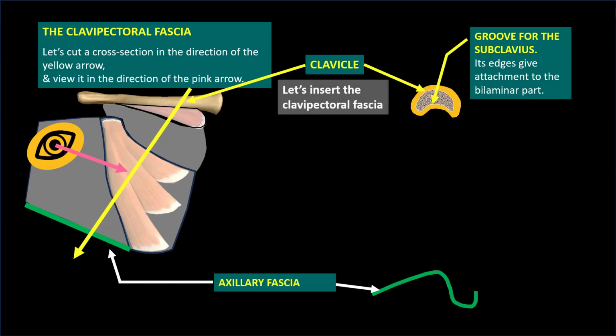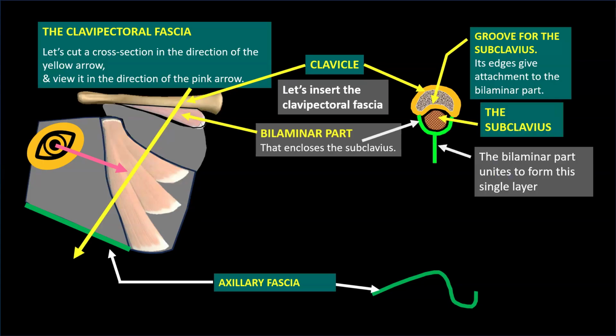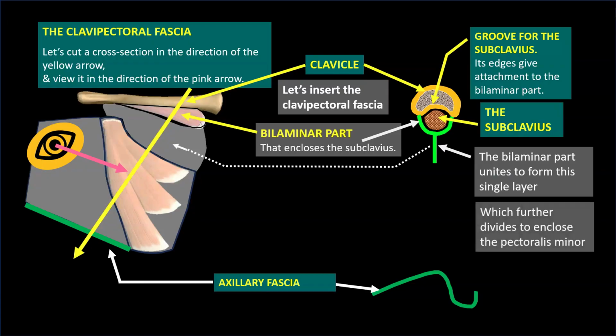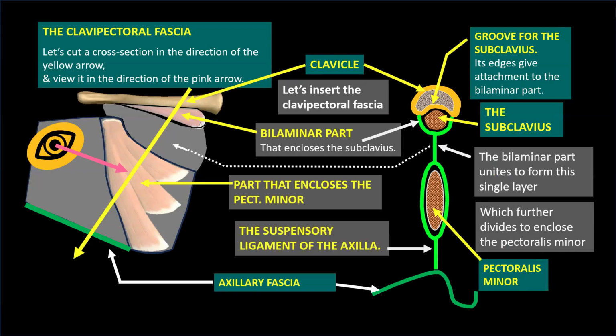Let's insert the clavipectoral fascia. Bilaminar part that encloses the subclavius. The bilaminar part unites to form a single layer, which divides to enclose the pectoralis minor. This is the suspensory ligament of the axilla.